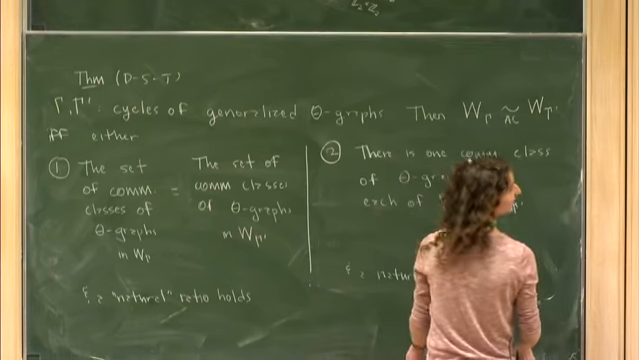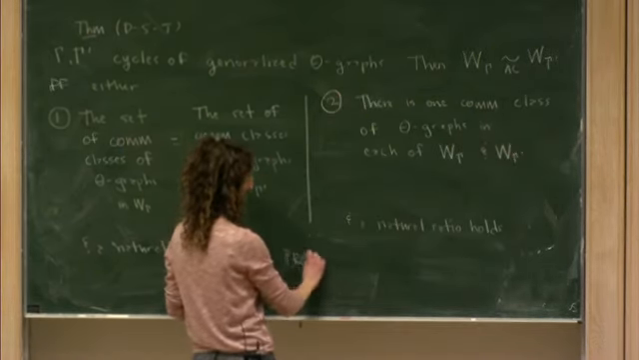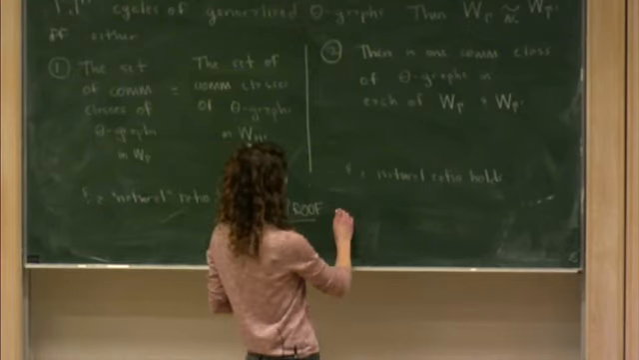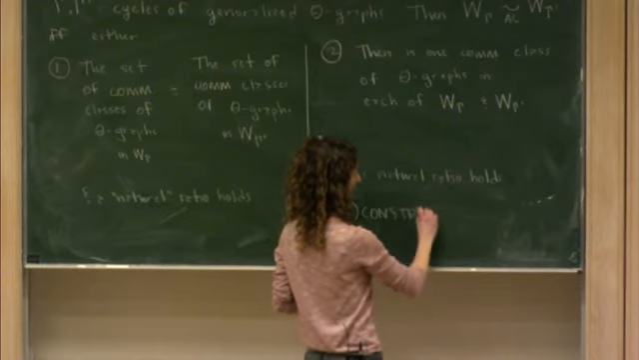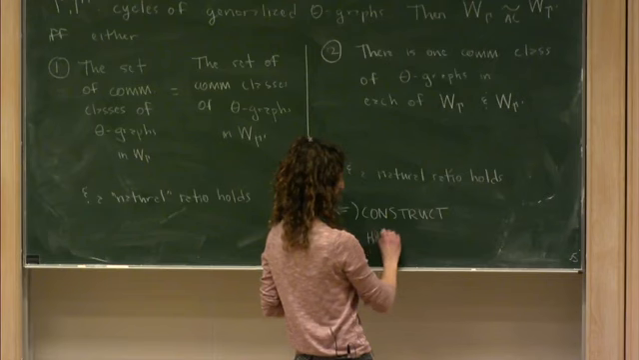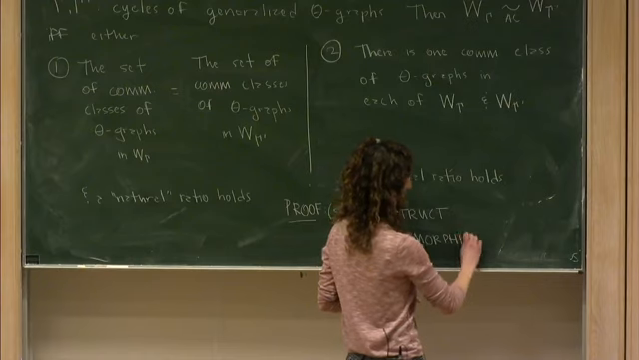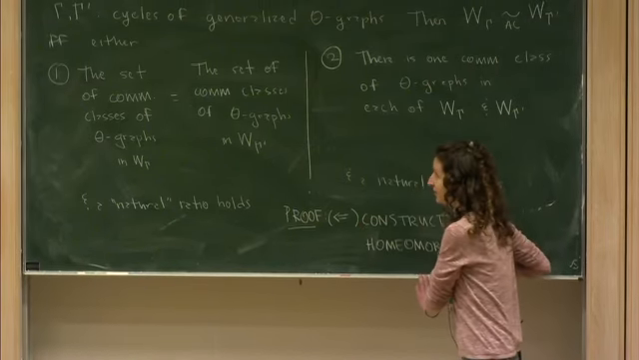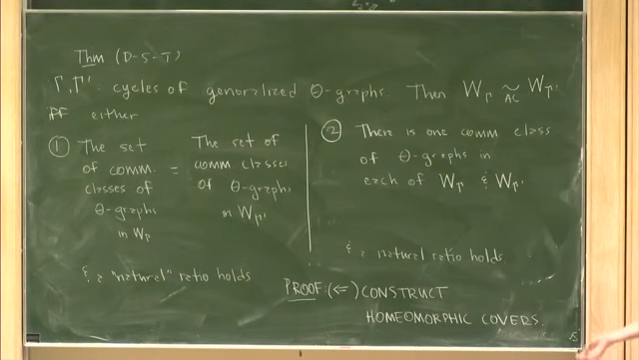So for the rest of the talk, I'll describe what goes into the proof of this theorem. And as before, one direction is to construct homeomorphic covering spaces. The construction is more involved in this case, so I won't give an example, but I'll describe the other direction of the proof.